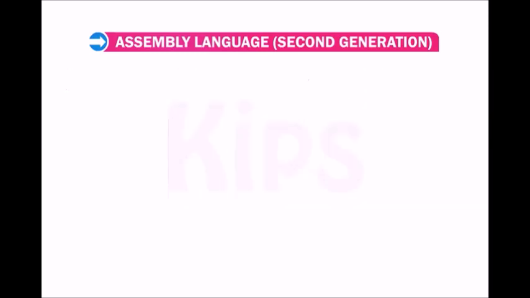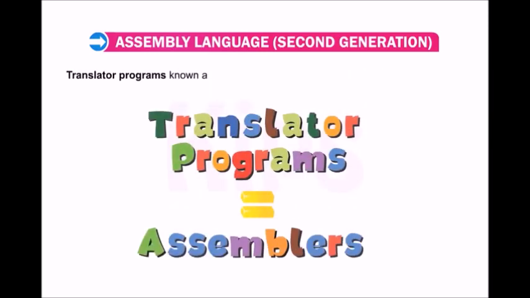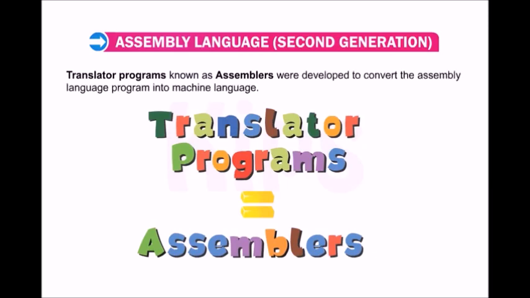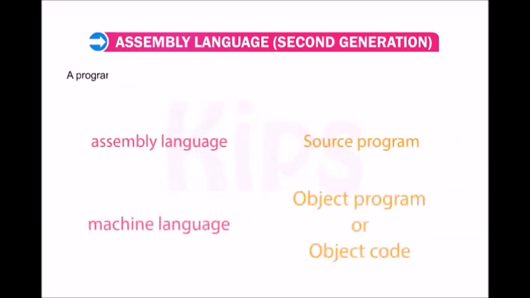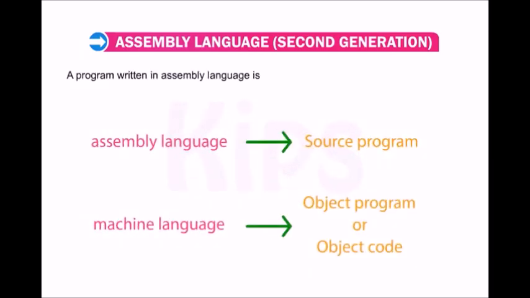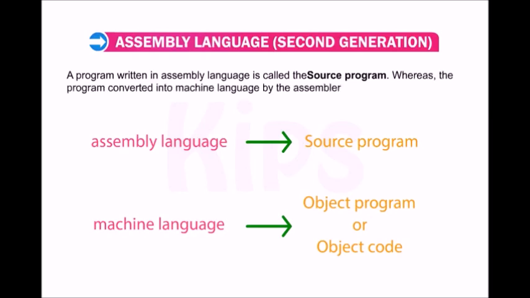Since a computer can understand only machine language, assembly language programs have to be converted into machine language. Translator programs known as assemblers were developed to convert the assembly language program into machine language. A program written in assembly language is called a source program, whereas the program converted into machine language by the assembler is called object program or object code.